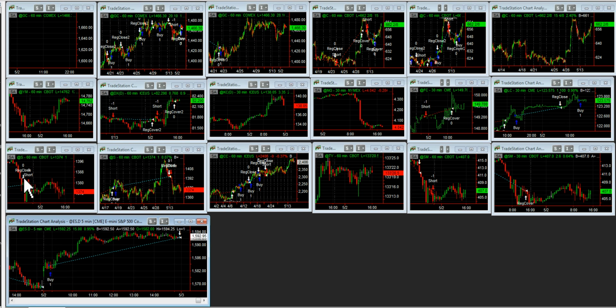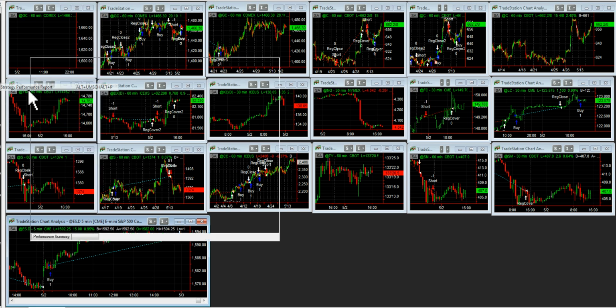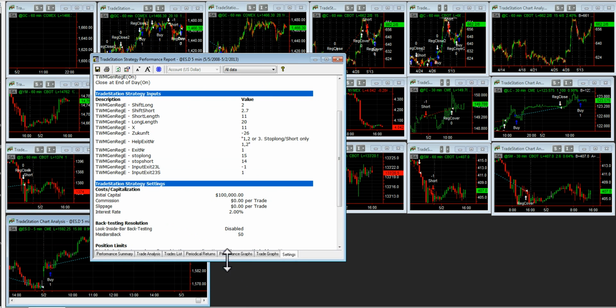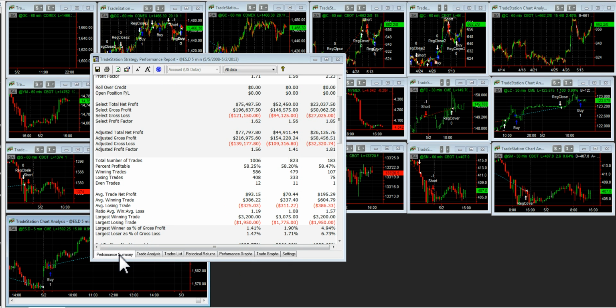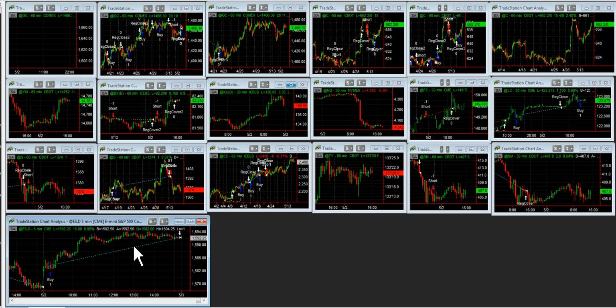So if we look into the E-mini strategy here, we can see a performance report showing us a relatively straight performance line, and also the average trade net profit of $93 would let me assume that the strategy might be profitable in real life trading, but this is something you have to decide yourself.